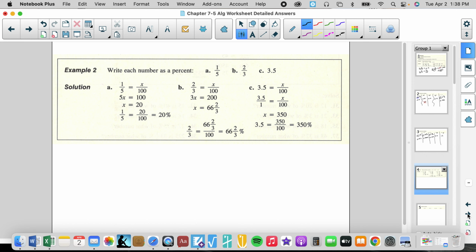Write each number as a percent. So now there's a couple of ways of doing this. You should know what some of these decimal values are. And so now instead of moving the decimal point 2 places to the left, we're going to move it 2 places to the right. You can put it over 100 because percents are over 100, so you can find its equivalency. 1/5 is equal to 20 over 100, so it's equal to 20%.